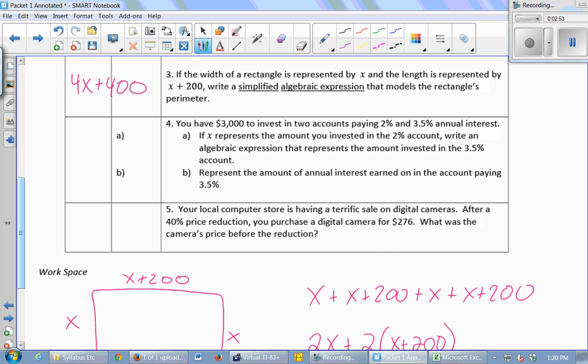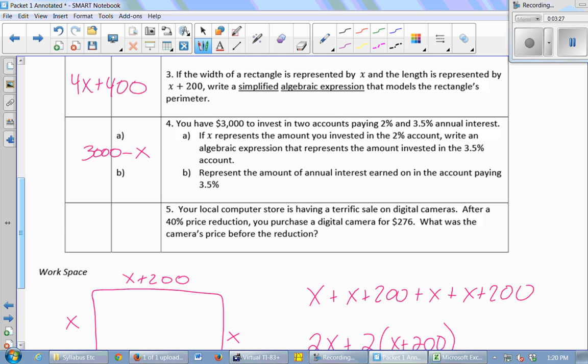All right, if you've got $3,000 to invest in 2 different accounts, one pays 2% and one pays 3.5%, but I don't really care about the interest rates at first, right? $3,000, 2 accounts, okay? If I put X dollars in one of the accounts, how much do I put in the other account? 3,000 minus X, the rest, right? So you would just do 3,000, your total amount, minus the amount you put in the first account. So that's how much goes in the second account.